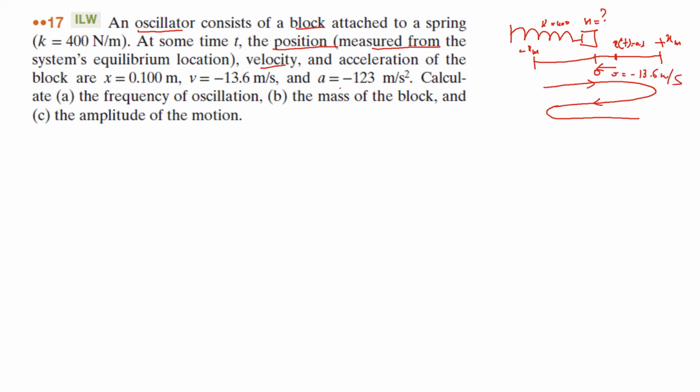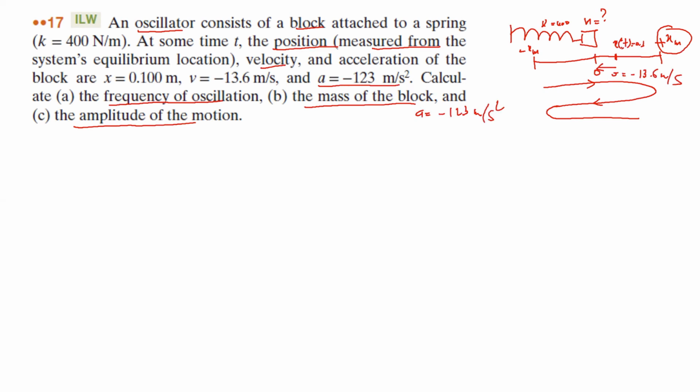And then I gave you acceleration. Acceleration is equal to minus 123 meters per second squared. Now the question is this. First, calculate the frequency of oscillation. Second, calculate the mass of the block. And third, calculate the amplitude of the motion, xm.